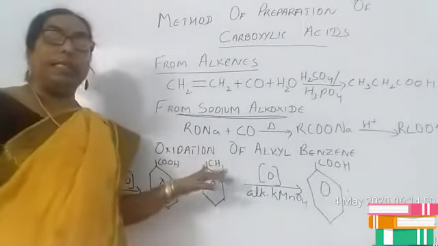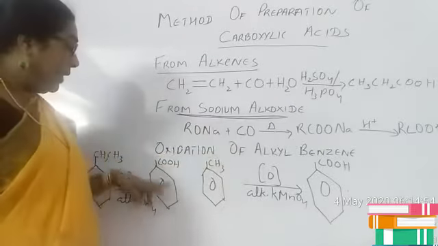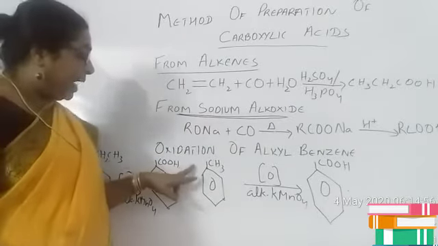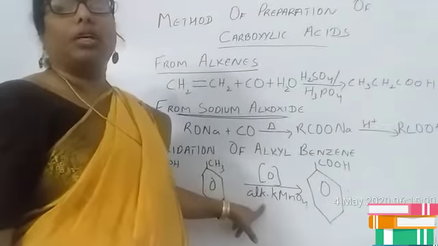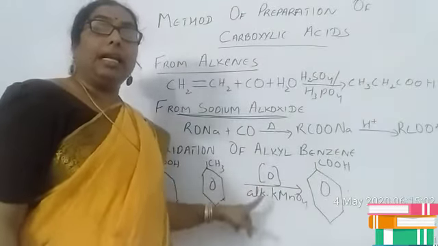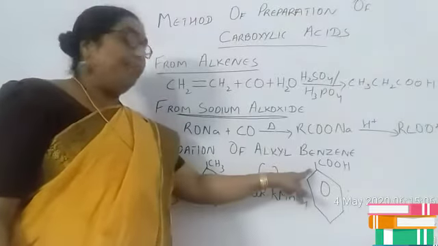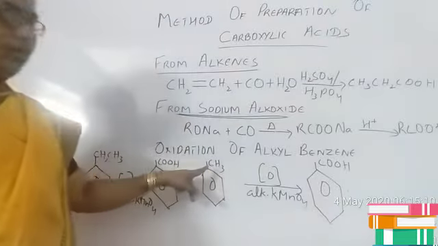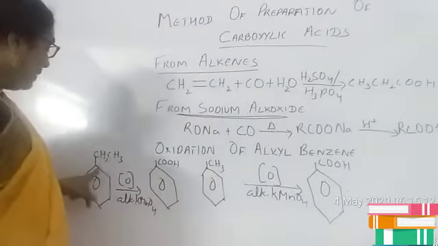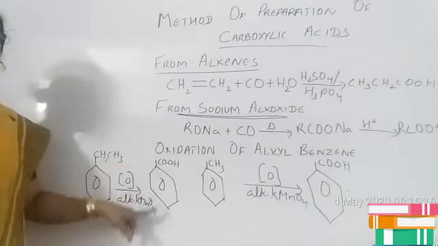And the last method we can consider is the oxidation of alkyl benzene. For example, methyl benzene undergoes oxidation in presence of strong oxidizing agents like alkaline KMnO4 or acidified K2Cr2O7 and produces benzoic acid. Children, whatever be the length of the alkyl chain, in presence of strong oxidizing agent, it produces again benzoic acid.